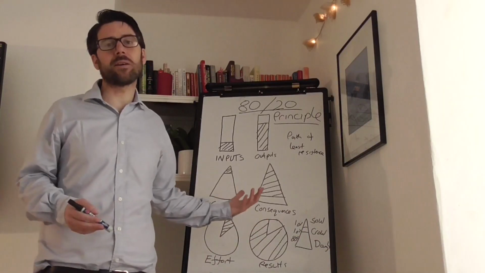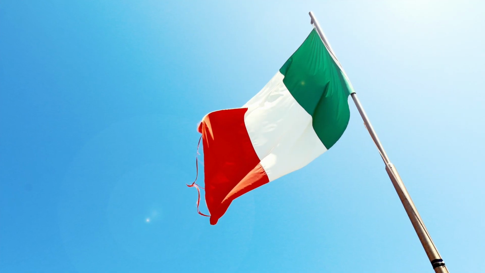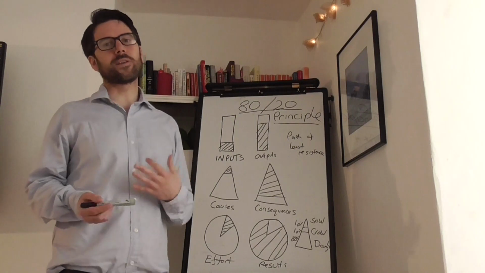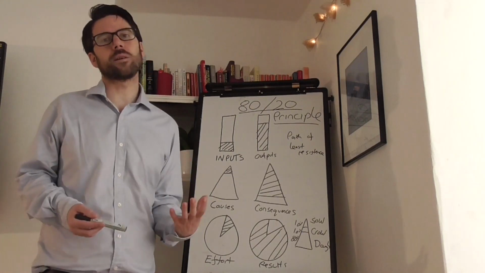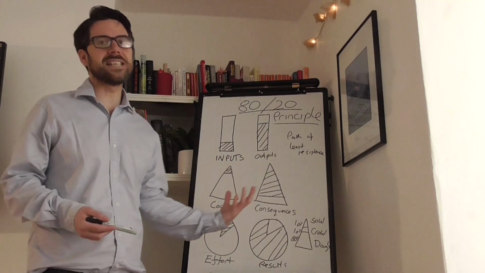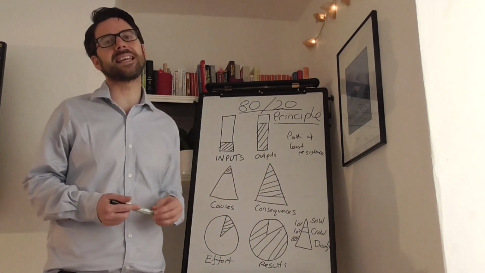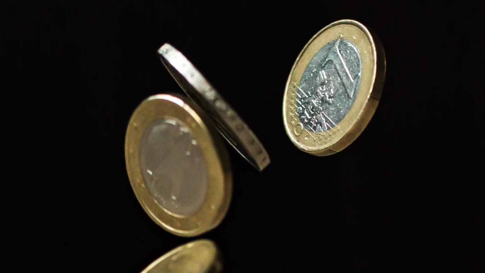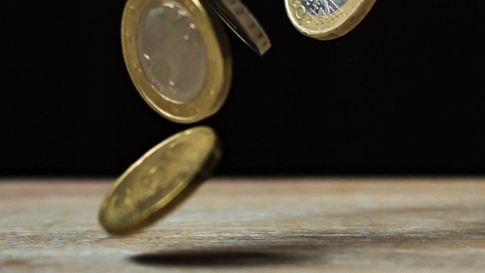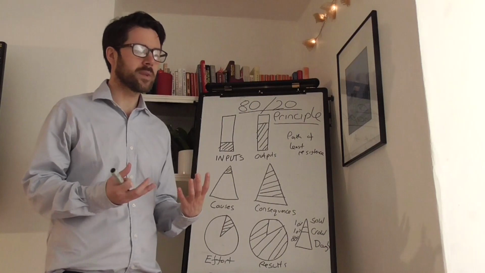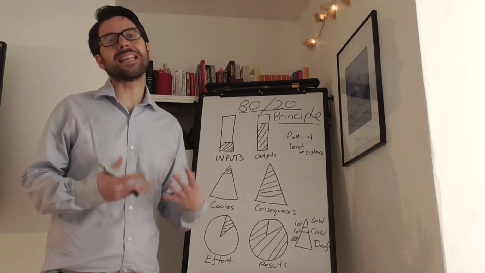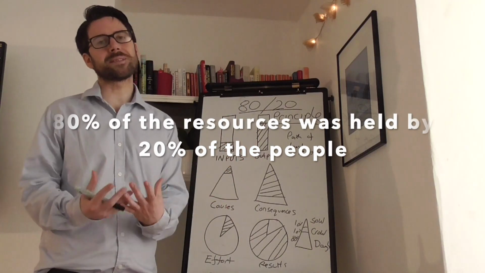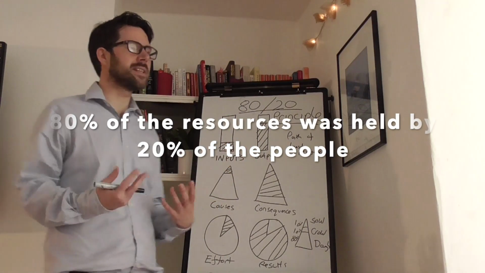So who first came out with the 80-20 principle? There was an Italian economist called Vilfredo Pareto, and he's known for first introducing or studying this. This was in the 18th century, and he was doing some research about the Italian economy, and he found that 80% of the resources of Italy, the whole country, were held by 20% of the people. And he was like, oh wow, that's really interesting.